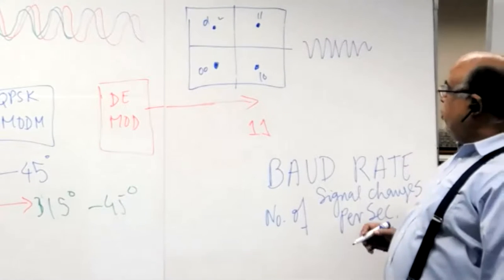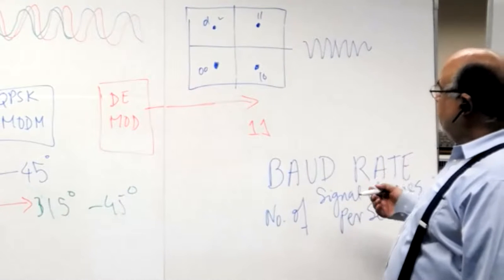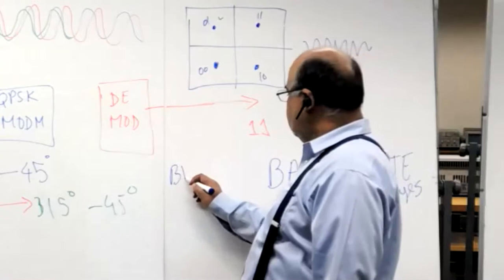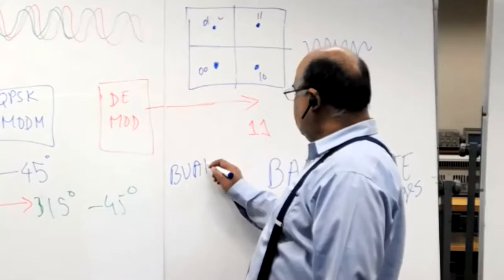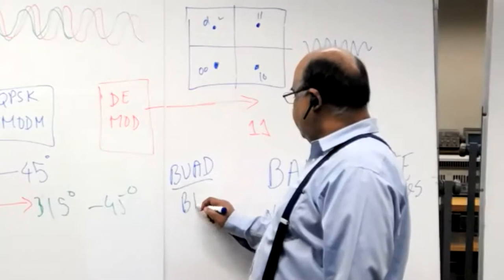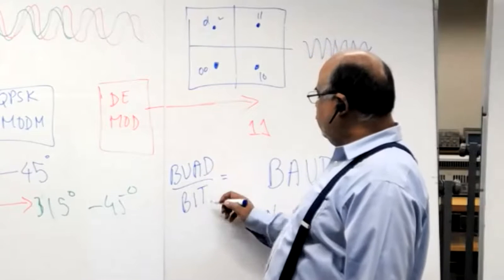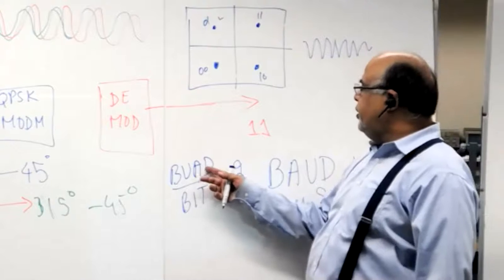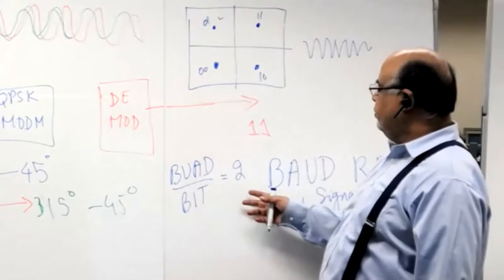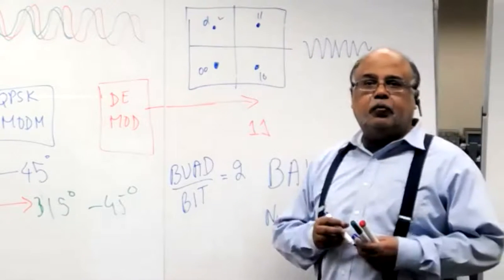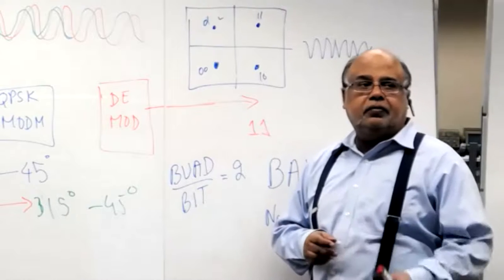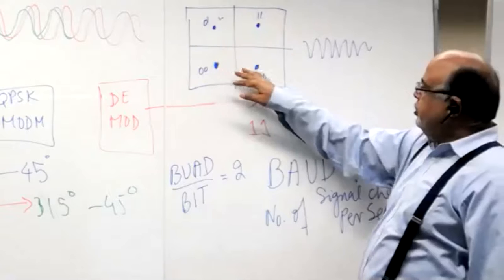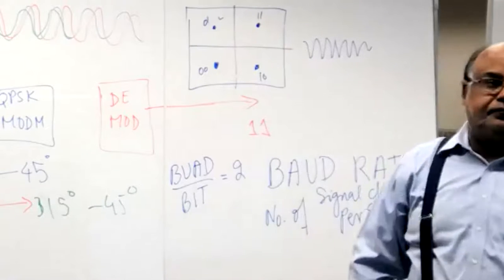So bit to baud rate, baud to bit ratio was also defined. So here the baud rate to bit rate ratio is 2. So each baud rate change would mean that 2 bits are being transmitted. So you could actually send 2 bits in one transmission. So that is called baud rate. Baud rate is changing values on this diagram.